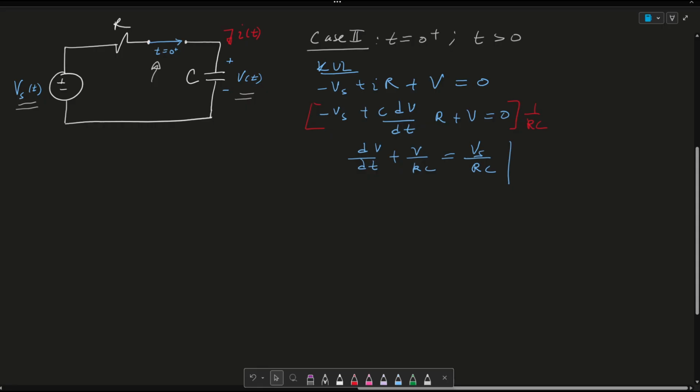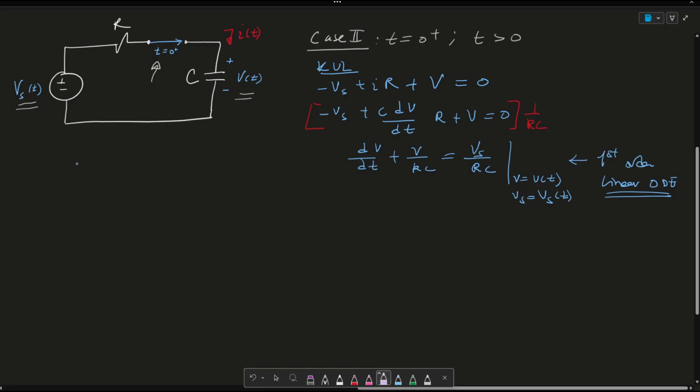And again, just for clarification, V is equated to V of t and Vs is equal to Vs of t. I don't want to keep writing Vs of t and V of t, so this makes it more clear and easier to follow. And this is what we call our first order linear ordinary differential equation, or ODE, which we have to solve for.